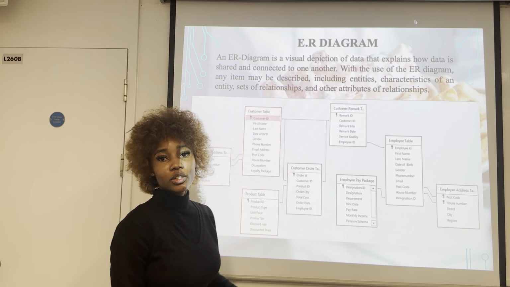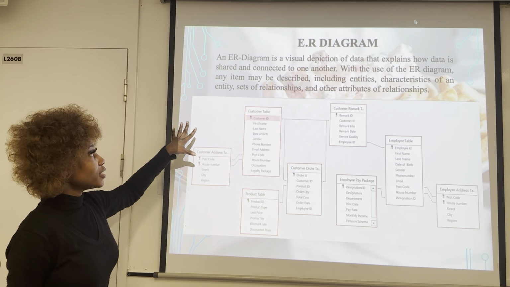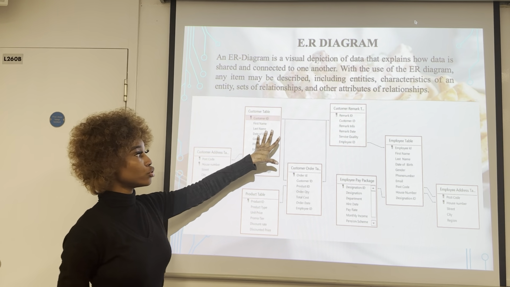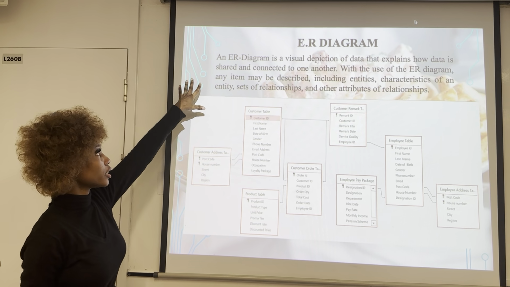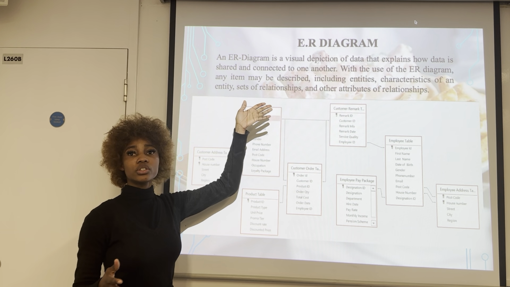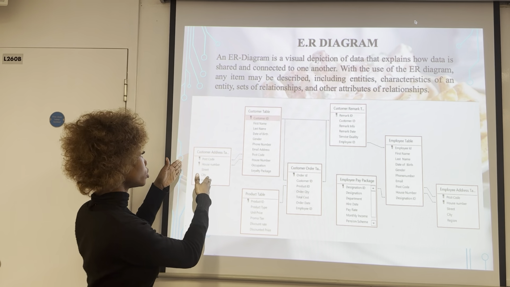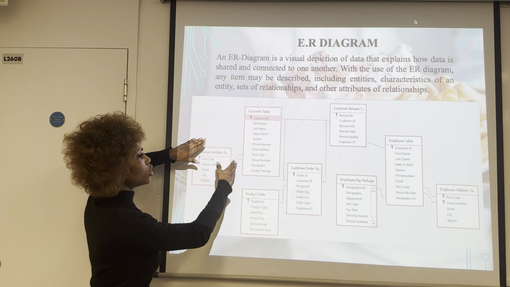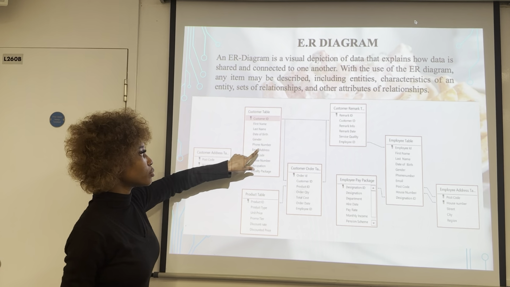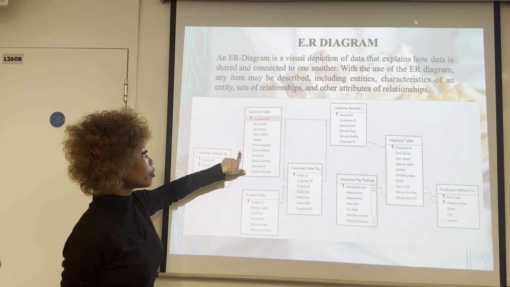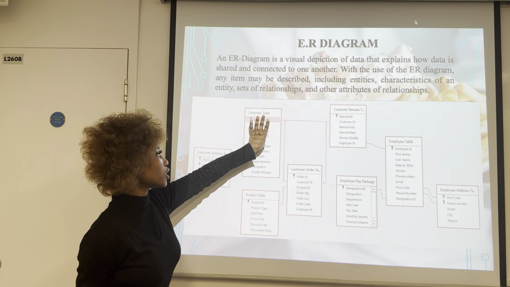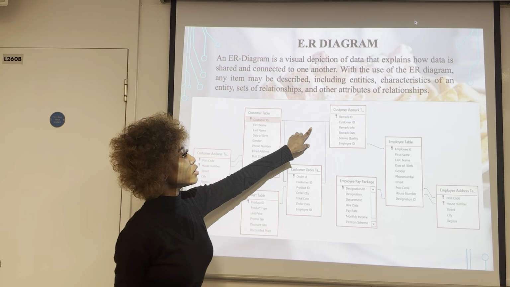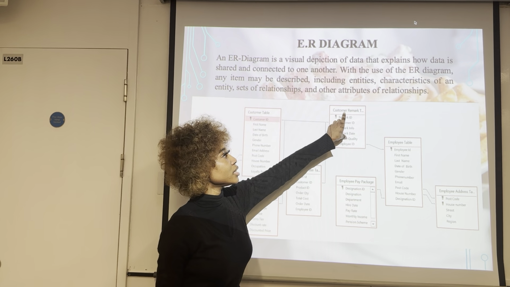Okay, so hello, my name is Onyinyechi. After the tables have passed through all normal forms, we proceed to representing them, showing what the relationship is using an ER diagram. It's a visual depiction of data showing how one data is shared and connected to the other. So for instance, we have all our tables represented, and what connects with each of these tables are the unique identifiers, which are the primary key. So you can see here that the customer ID directly connects to the customer ID in this table.